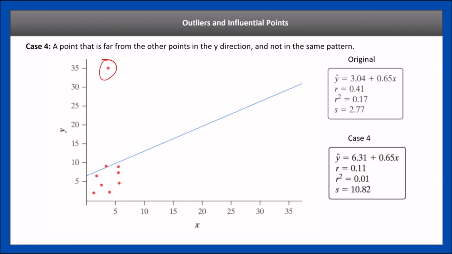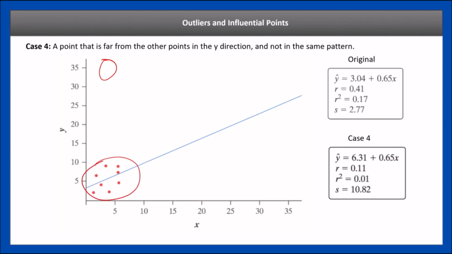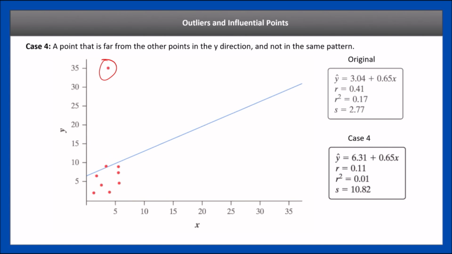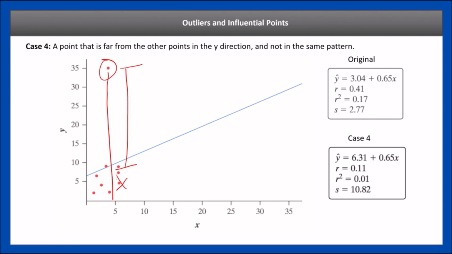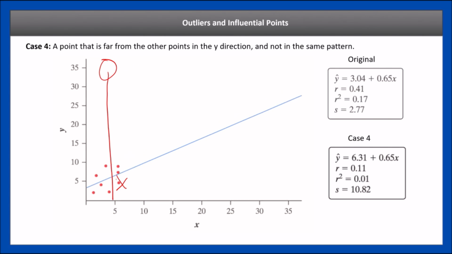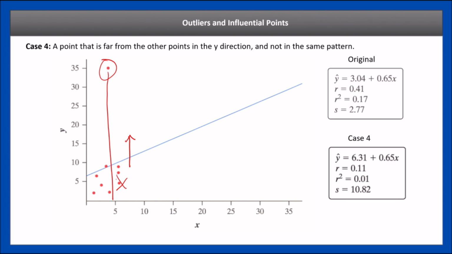But notice that most of the data is here, right? Most of the x values are there. So this is very close to the data in the x direction. However, in the y direction, it's very far away from the data. And so what that does is it tends to pull this line up. So we're going to take this line and it's going to pull it up. And you can see that it has that pulling up direction.